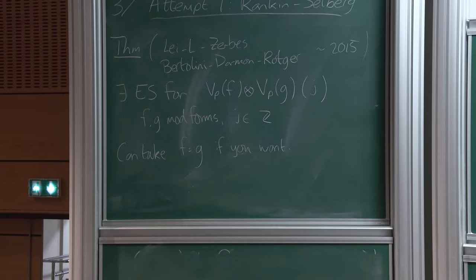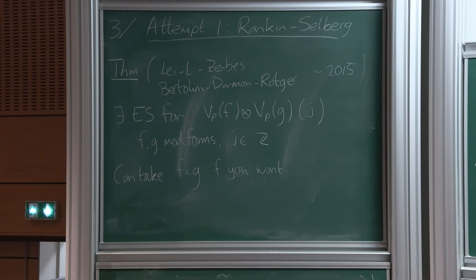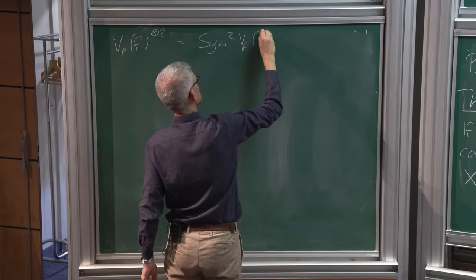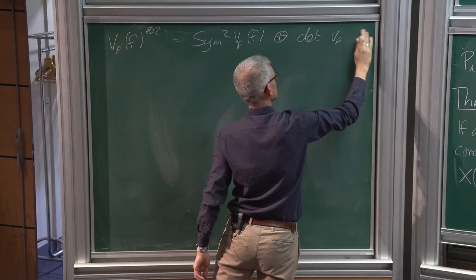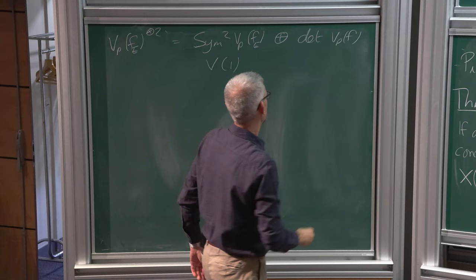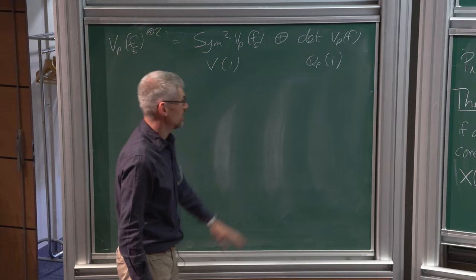And in this case, the tensor square is isomorphic to the symmetric square, and if F is associated to E then this is our V twisted by 1, and this is just a copy of the one-dimensional cyclotomic character.